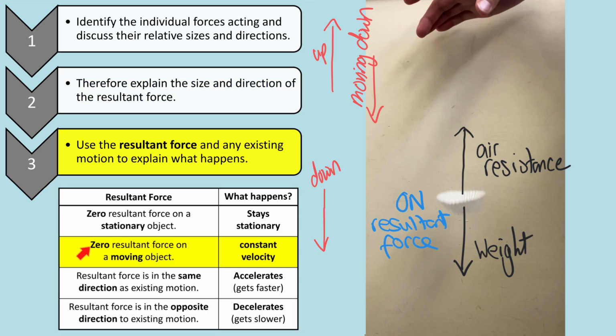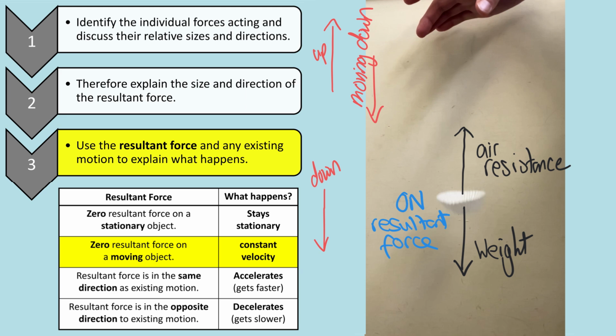Therefore, we have got this scenario of 0 resultant force on an object which is already moving, which means it falls at constant velocity. So to put that all together at this stage, when it's been falling for some time, the air resistance is the same size as the weight, but in the opposite direction. Therefore, the resultant force is 0 newtons, and therefore it falls at constant velocity or terminal velocity.